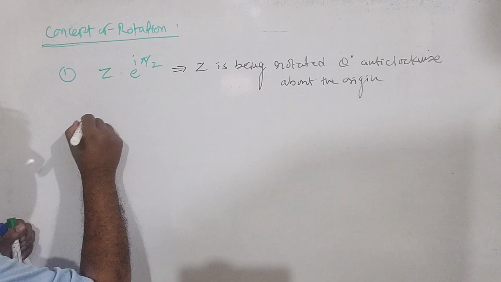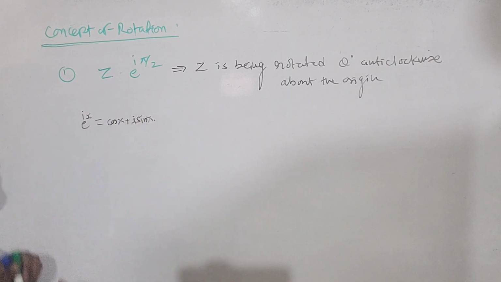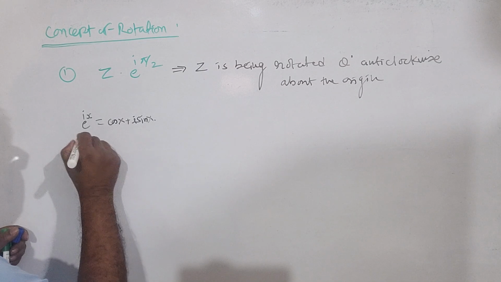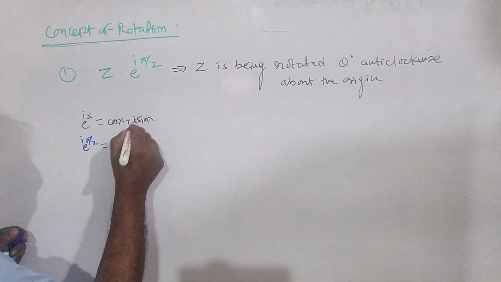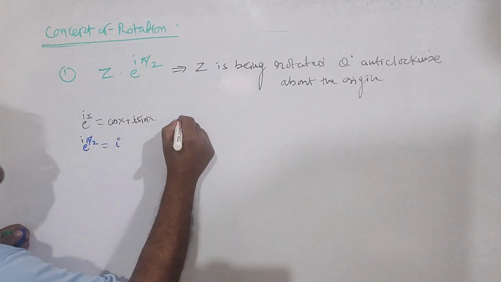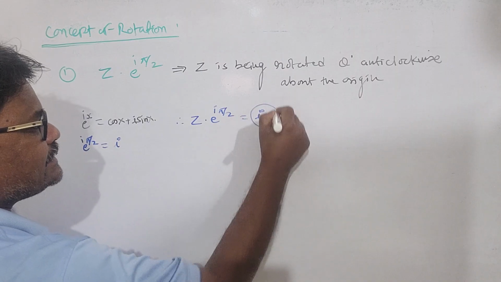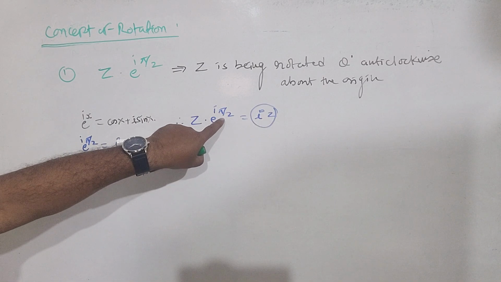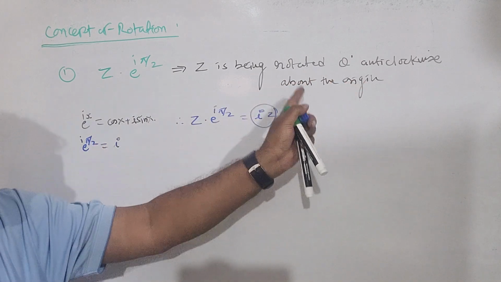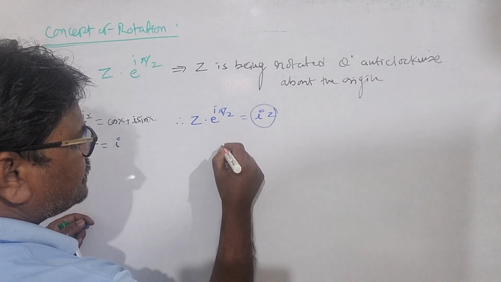You know that e to the power iota x is cos x plus iota sin x. That we all know. Therefore, e to the power iota pi by 2 will be cos pi by 2, that is 0, plus iota sin pi by 2, that is 1, so simply iota. So z into e to the power iota pi by 2 gives iota z. So iota z is your new position after rotating z. Pi by 2 means 90 degree anti-clockwise about the origin. Got it?